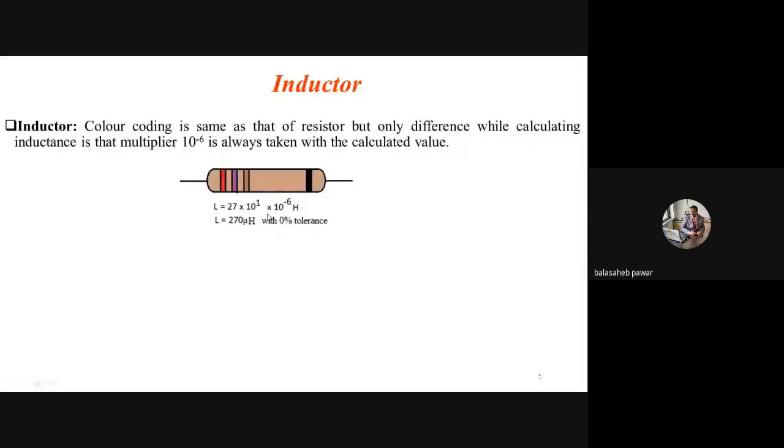So when you rearrange all these terms, you will have the value of this inductor as 270 microhenry, with a tolerance of 0%. As for black, the assigned number is 0. That means the tolerance offered by the device will be 0%. Is it clear?